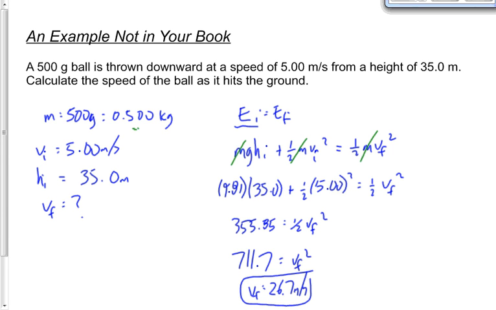All right, here's what I want you to work on right now. You have your last worksheet, your conservation of energy worksheet. I'd like you to work on the first five questions on your conservation of energy worksheet, please.